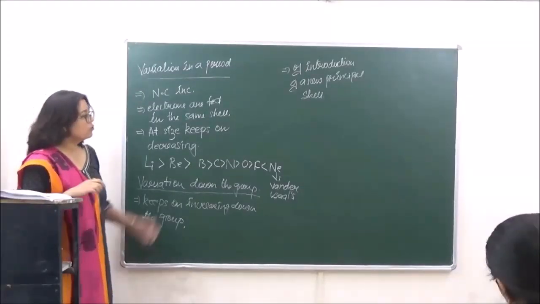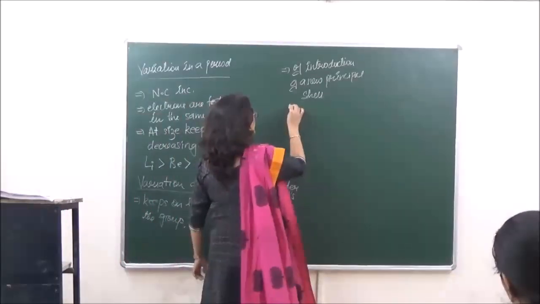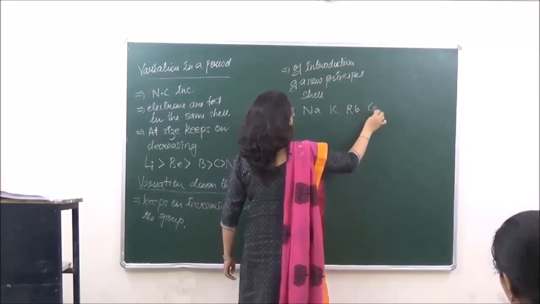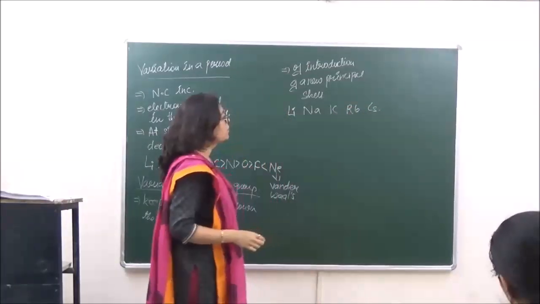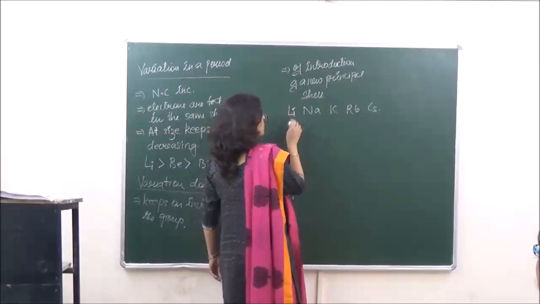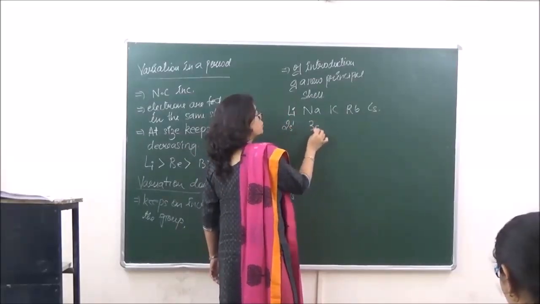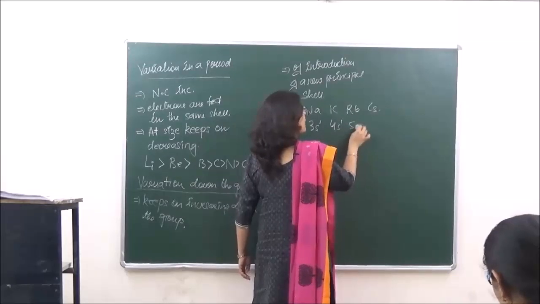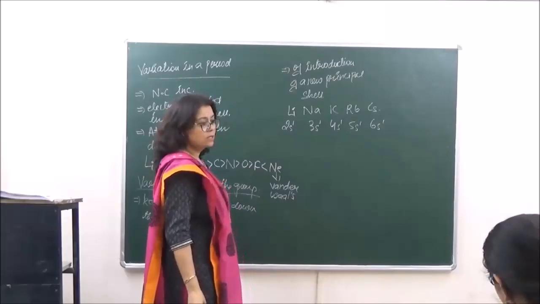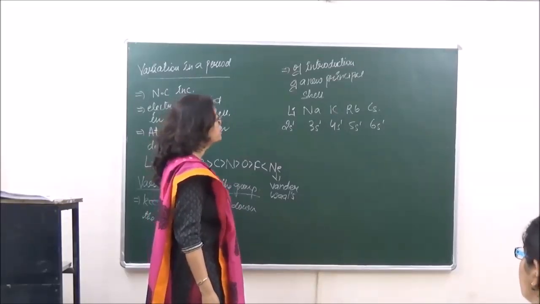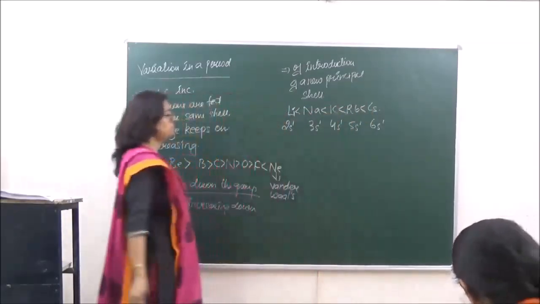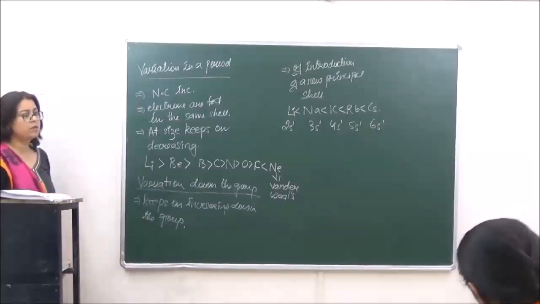Okay? So if we are going down the group, in case of alkali metals, we have lithium, sodium, potassium, rubidium and cesium. Francium is radioactive, so let's not study about francium over here. From lithium, we are filling up 2s1, 3s1, 4s1, 5s1 and 6s1. So as we are introducing a new principal shell over here, the size will also increase.